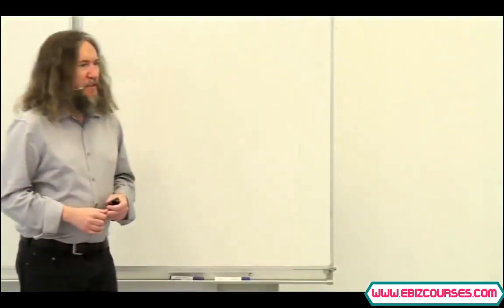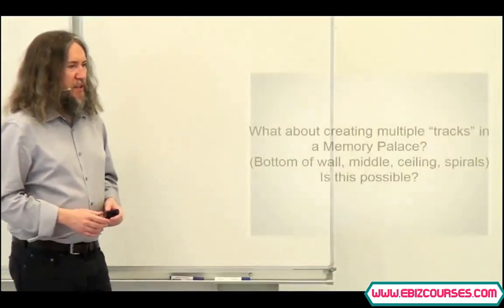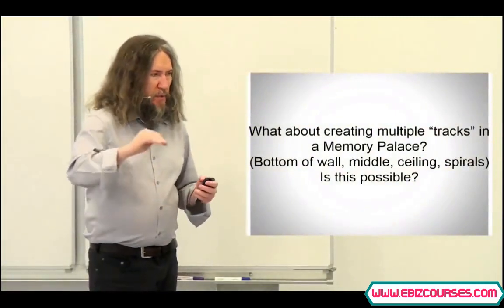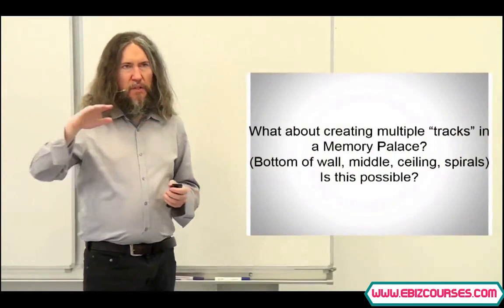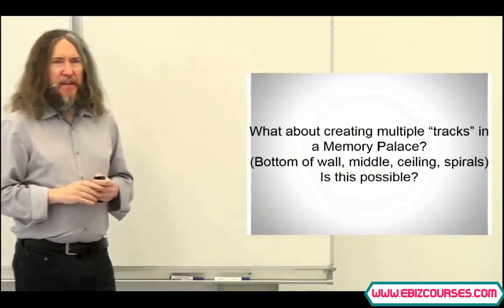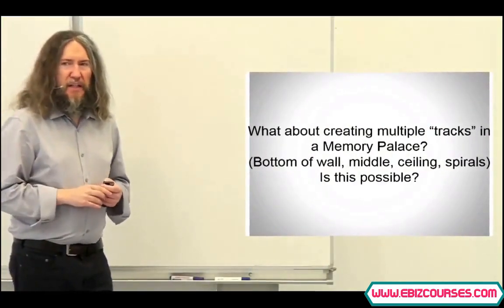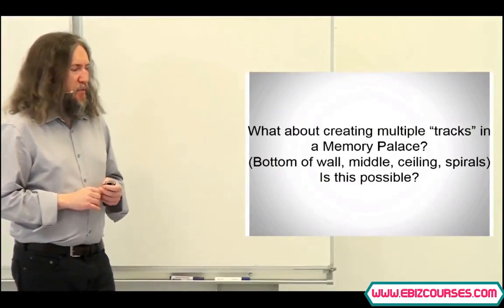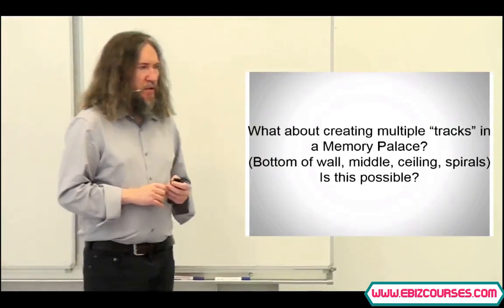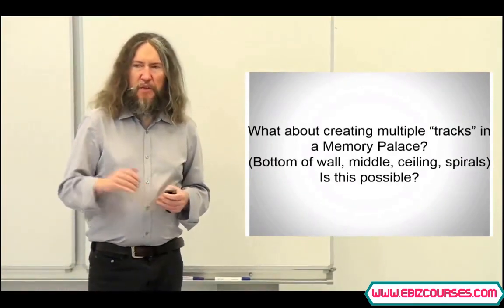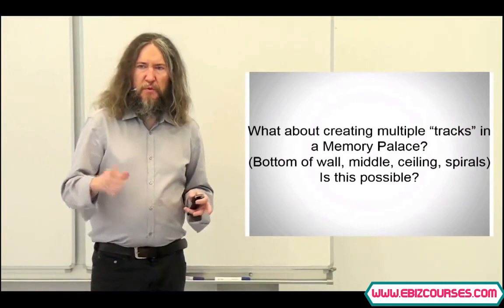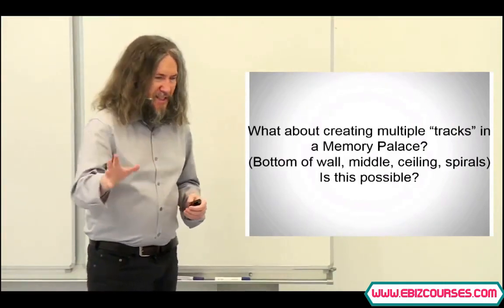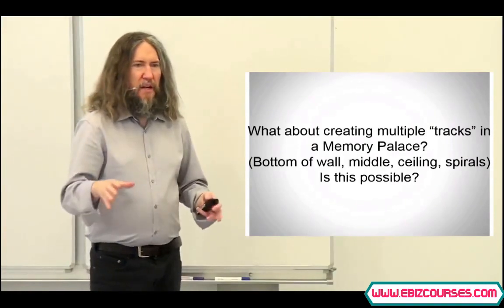Another question is, what about creating multiple tracks in a memory palace? For instance, the bottom of a wall as opposed to the middle of the wall, and then where the wall connects with the ceiling. And this is actually really a way of multiplying stations in a memory palace room. So if you can imagine a sort of spiral effect, if you were to normally enter a room and you started on the floor, and then you just moved sticking with the floor, well, then you may get 4 stations.